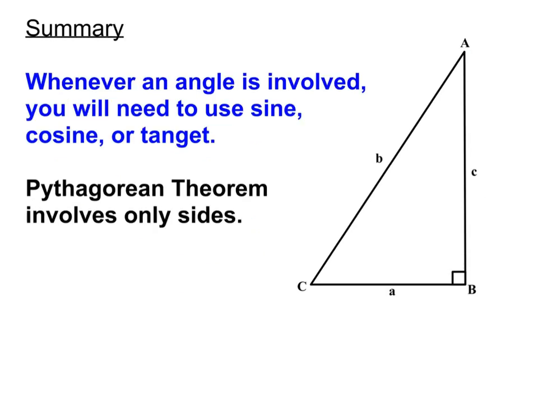Now in this lesson, we actually saw two main different ways of figuring out a missing part of a right triangle. Please make sure that you note when to use each one. If there is an angle involved, you need to use sine, cosine, or tangent. But if there's only sides, you're going to use Pythagorean theorem. However, in all of those cases, they all require that you have a right angle involved.